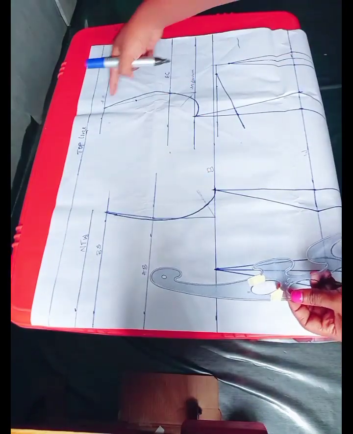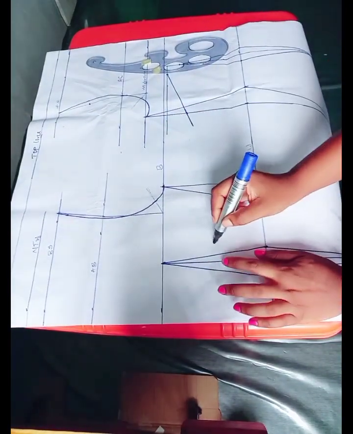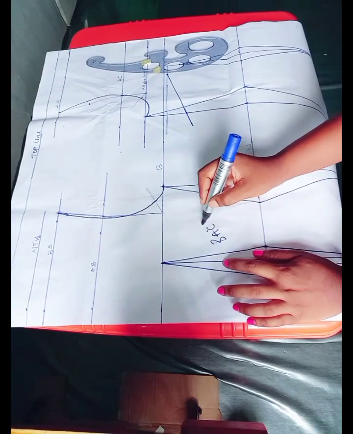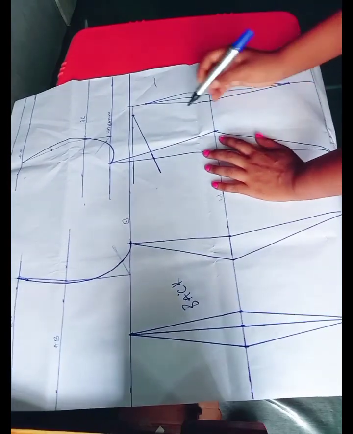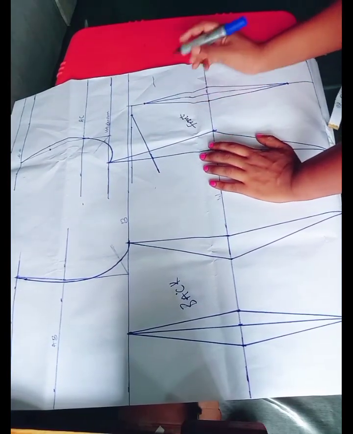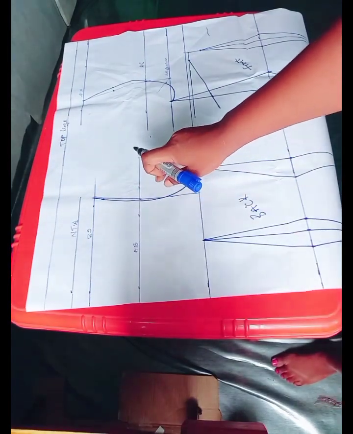Okay, so that's for my back armhole, and that's for my front armhole. So the back now, naming it, and then the front. So guys, we are almost through with this. Are we almost, or we already through? Okay, so we are left with the neck.